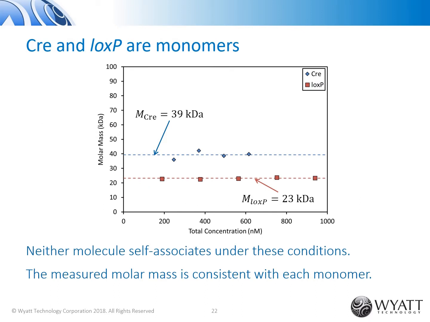We can immediately see from these data that neither molecule is reversibly self-associating. So our Cre molar mass is measuring a constant 39 kilodaltons, which is consistent with the monomer. And our DNA molar mass is measuring a constant 23 kilodaltons, which is also the monomer of that oligo. If either of these formed some kind of reversible association, we would expect to see the molar mass increase across this concentration range. The fact that it's staying relatively constant means that they're not self-associating at all.